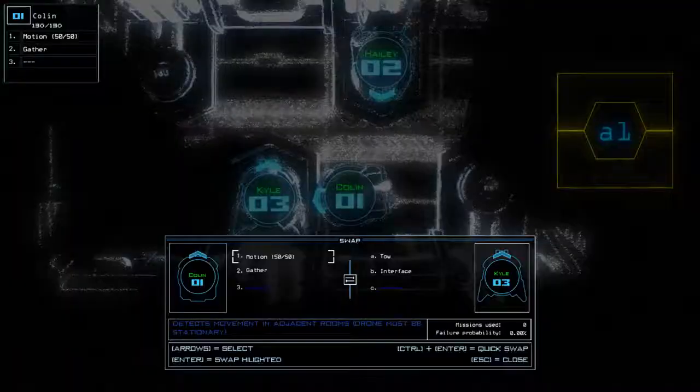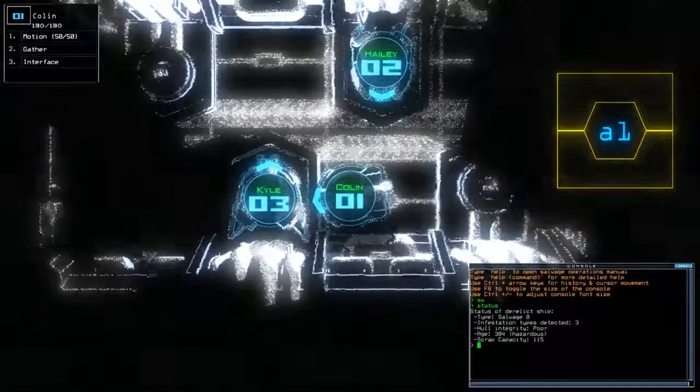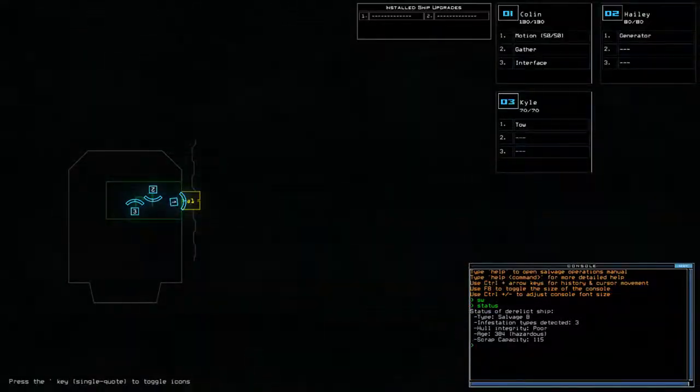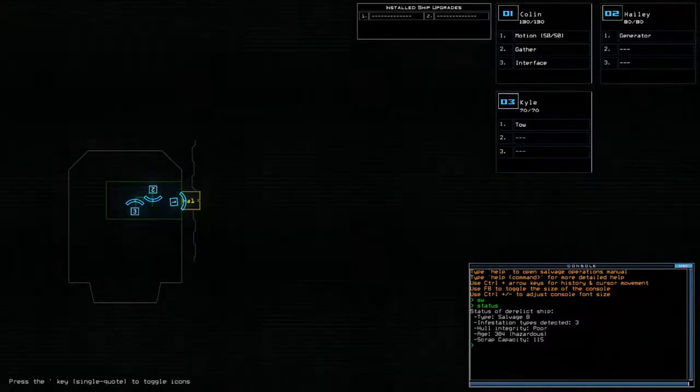Today we have motion and no ship upgrades on A. Salvage B with three infestations again. Salvage B. Okay, so I don't know if that's too big or not.